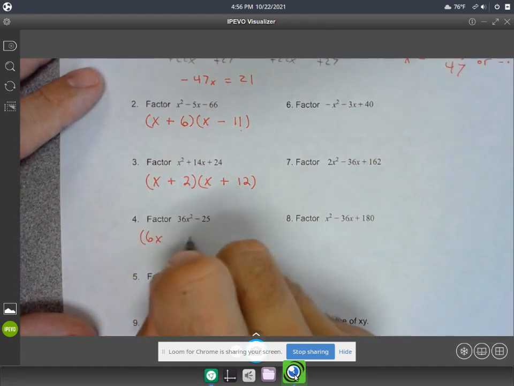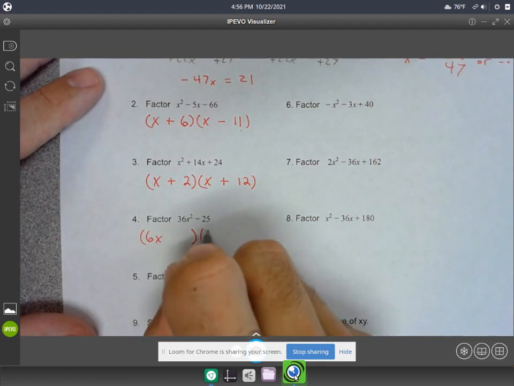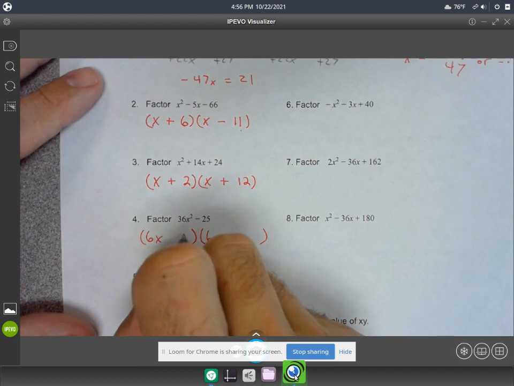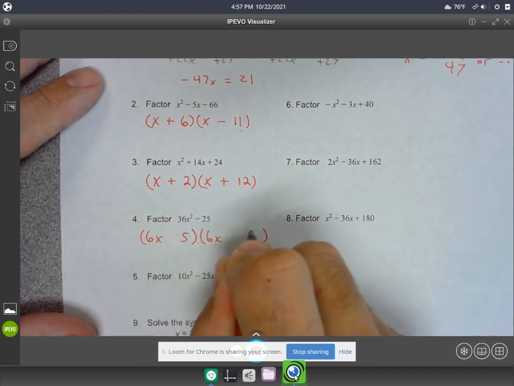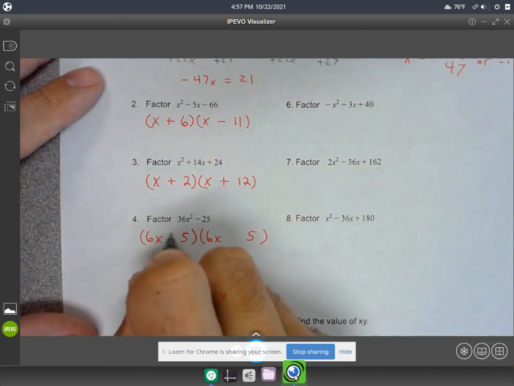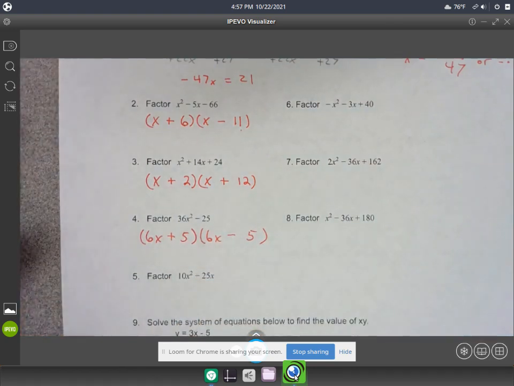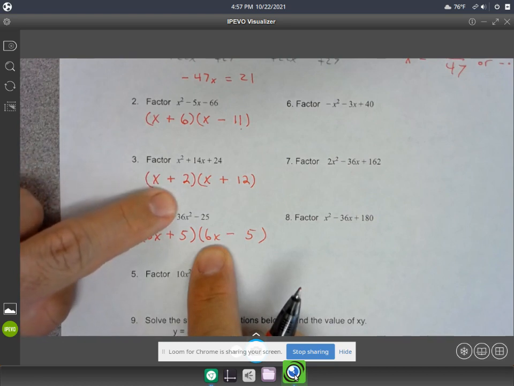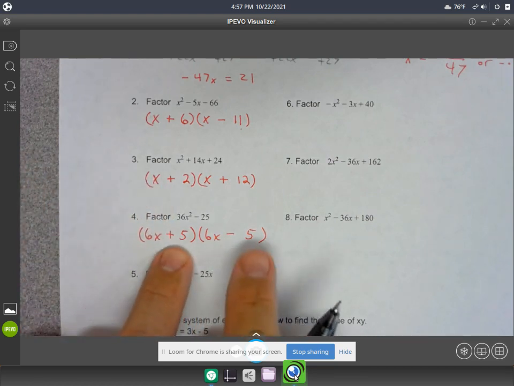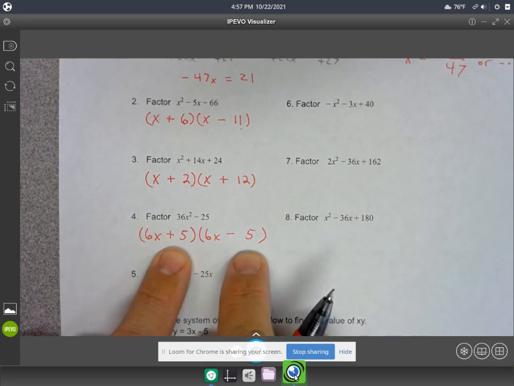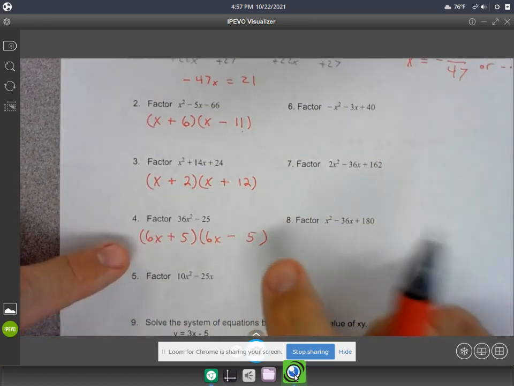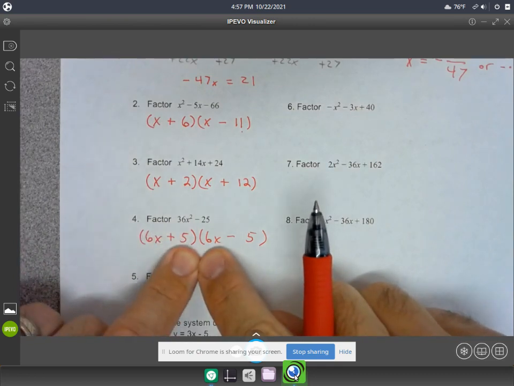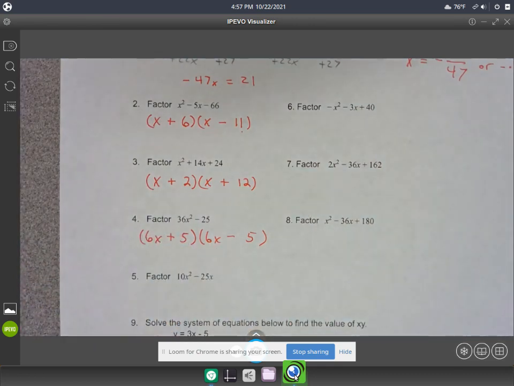So I take the square root of 36 to get 6. And then I'll take the square root of 25 to get 5. All right, and then one of these will be plus, the other minus. So the 6x and 6x gives you 36x squared. The 5 and negative 5 will give you negative 25. And then here's how you get nothing in the middle. You get negative 30 and you get positive 30, which gives you the middle terms canceling out. Okay.